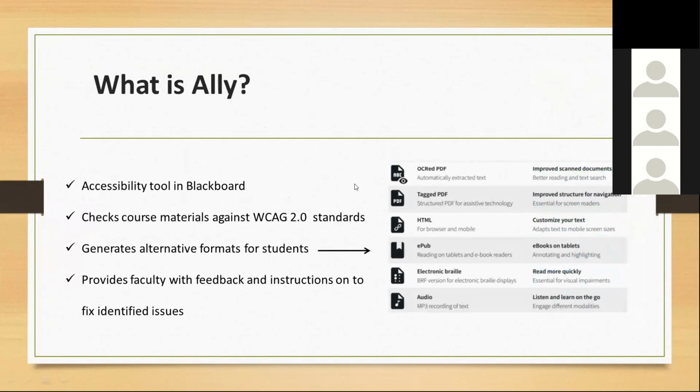What is Ally? Well, in a nutshell, Ally is a tool that evaluates course content, provides advice and instructions on how to increase the accessibility of the content, and all of this without changing the original document, automatically creating an alternative version of the content for students. In essence, Ally helps build a more inclusive learning environment. Let's take a closer look at Ally.